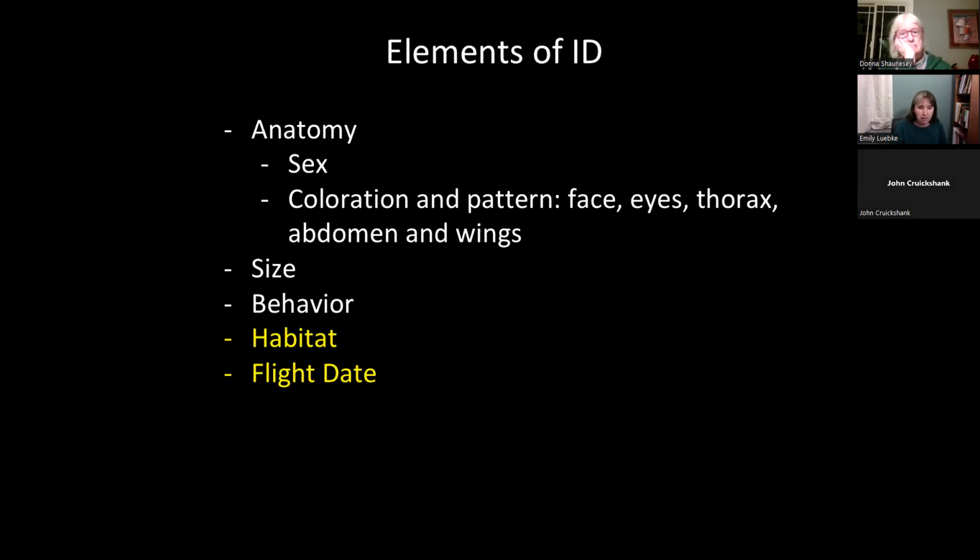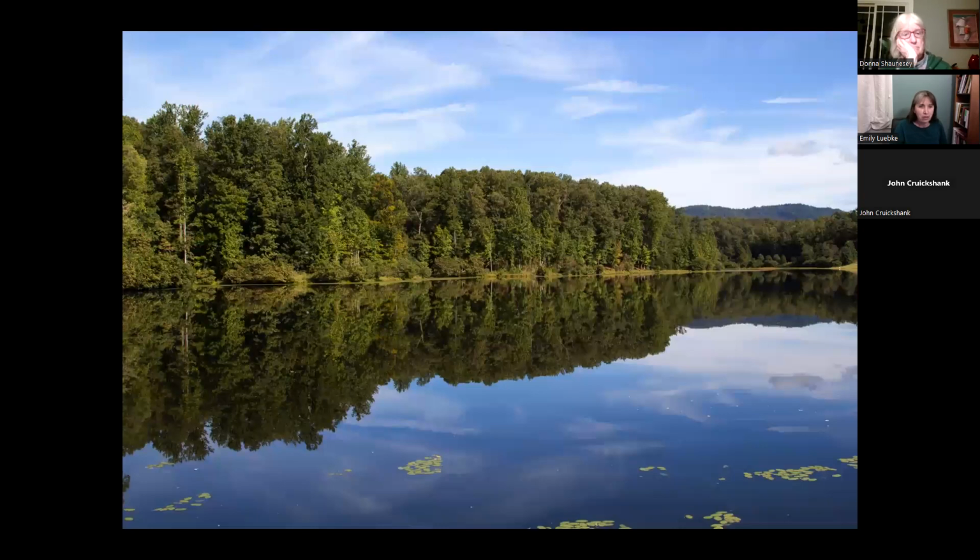Okay, habitat and flight date. So just a reminder that yes, they're associated with water, right? We know that now, but whether they live in a lake, a river, a small stream, in a forest, a wide, shallow, sandy bottom stream, or a rocky stream, these are all different types of habitats. A seep, a bog, you will find different dragonflies associated with these different types of habitats.